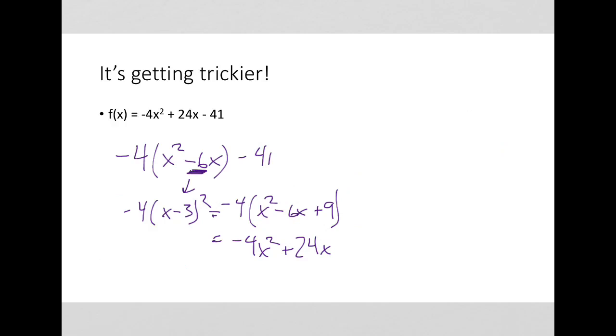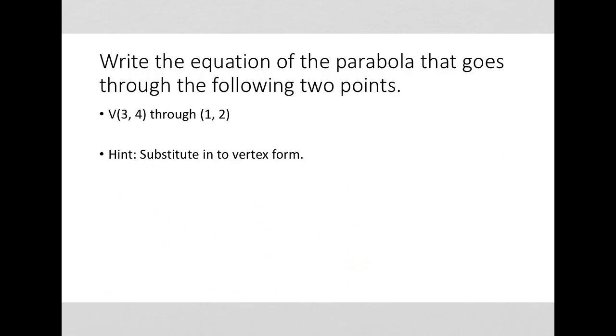Notice that is the first two terms of my original function. And then 9 times negative 4 is negative 36. But I don't want negative 36, I want negative 41. So again, to get there, I need to subtract 5. I don't know why all these numbers ended up being plus or minus 5. It just happened. But that tells me my final completed square is negative 4 times the quantity x minus 3 quantity squared minus 5.